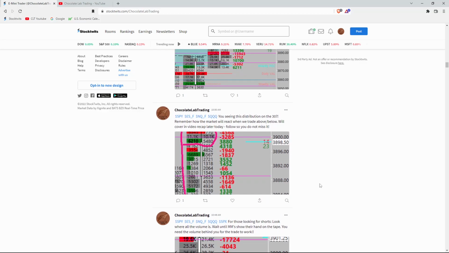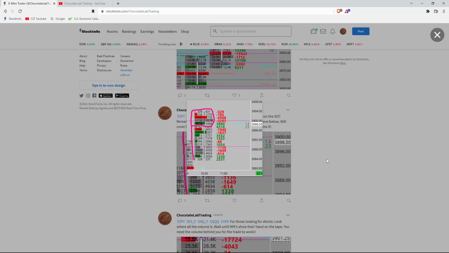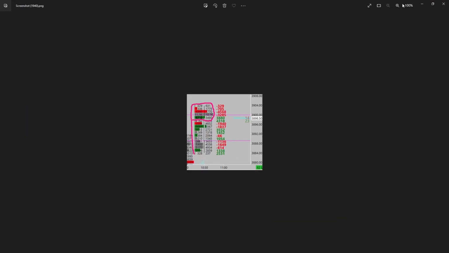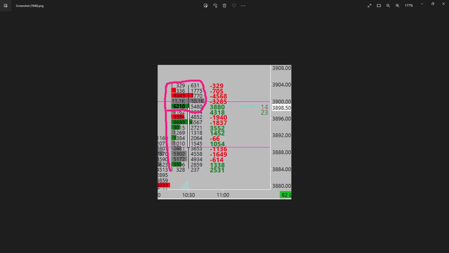You seeing this distribution on the 30, remember how the market will react when we trade above or below this. So already spoke about this, but I'll go over it quickly again. Look at the distribution. We see buyers here, sellers here. What happens when we pull below? We're going to run the stops, fill out this volume gap, which can be seen by that low volume node, and then we'll come back into this high volume area.